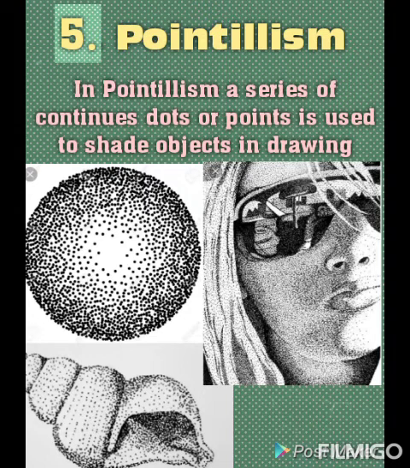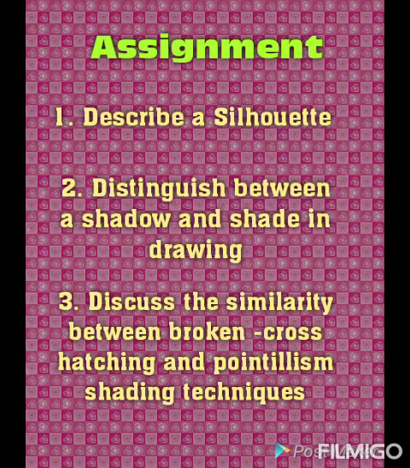Pointillism. In pointillism, a series of continuous dots or points are used to shade objects in a drawing. In all these techniques, the method whereby you can show tonal graduation is to first use few dots as in pointillism, but as you gradually move further away from the light source, you increase the number of dots to make it even darker. Okay, so those are the major shading techniques we've looked at. There are so many others, but we decided to simply focus on these few.